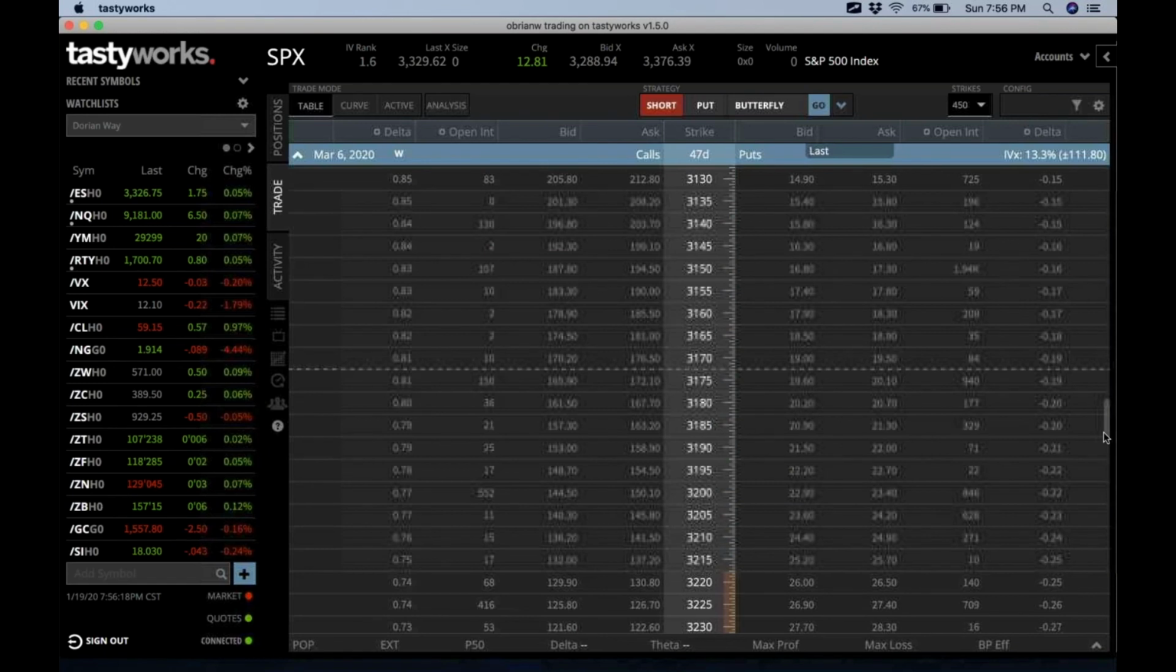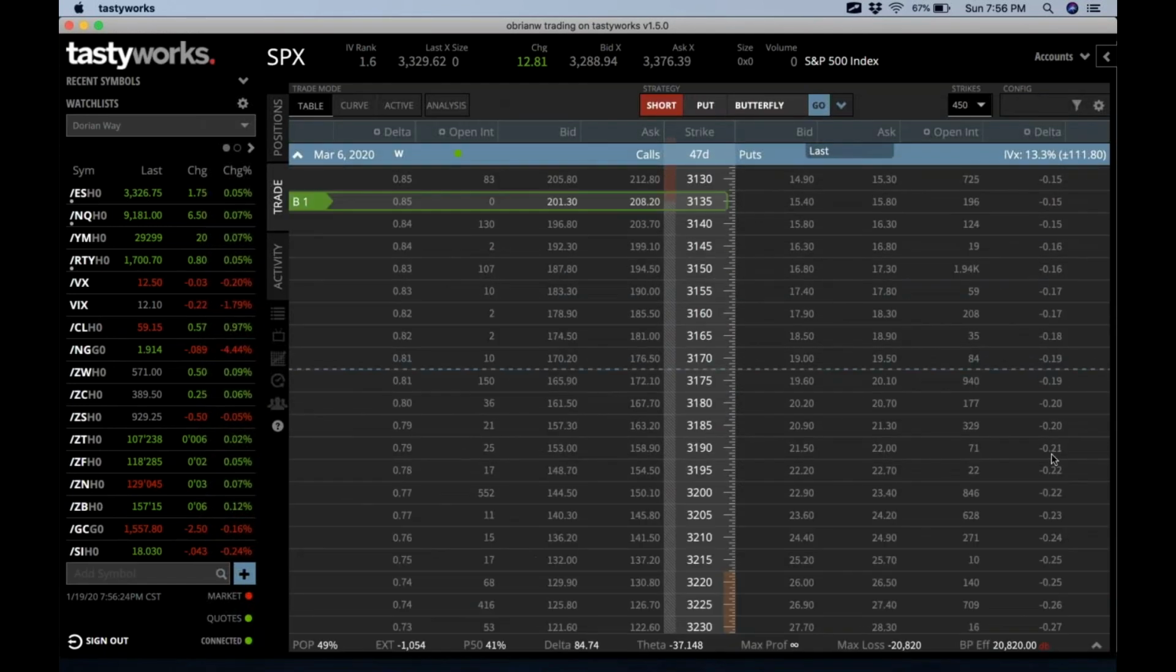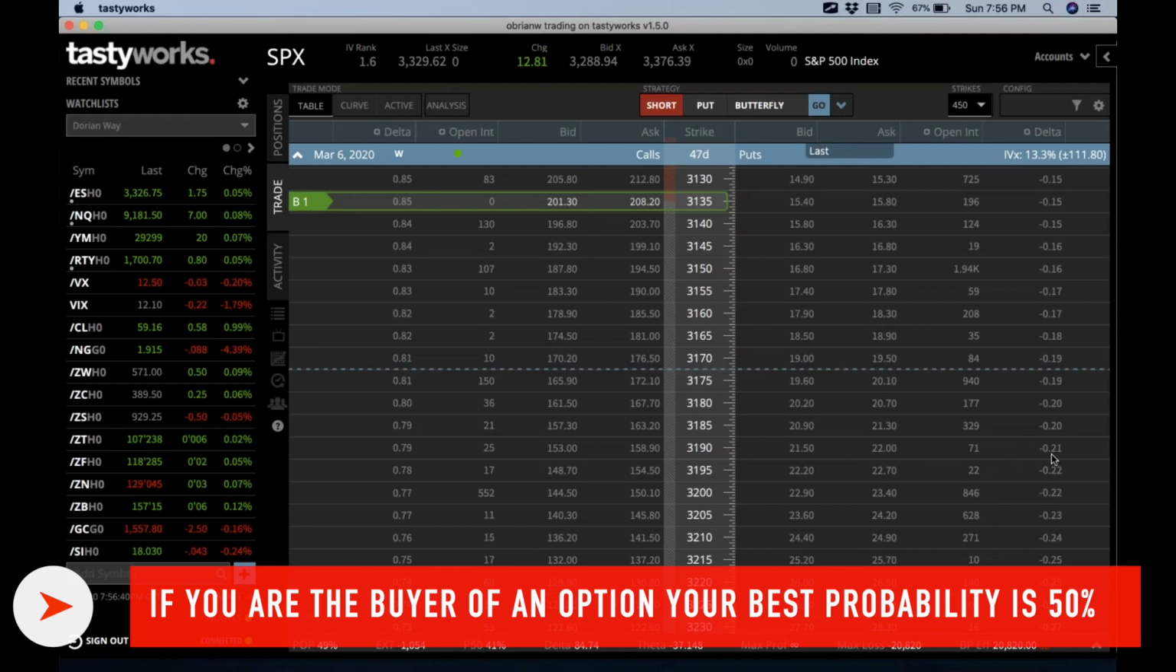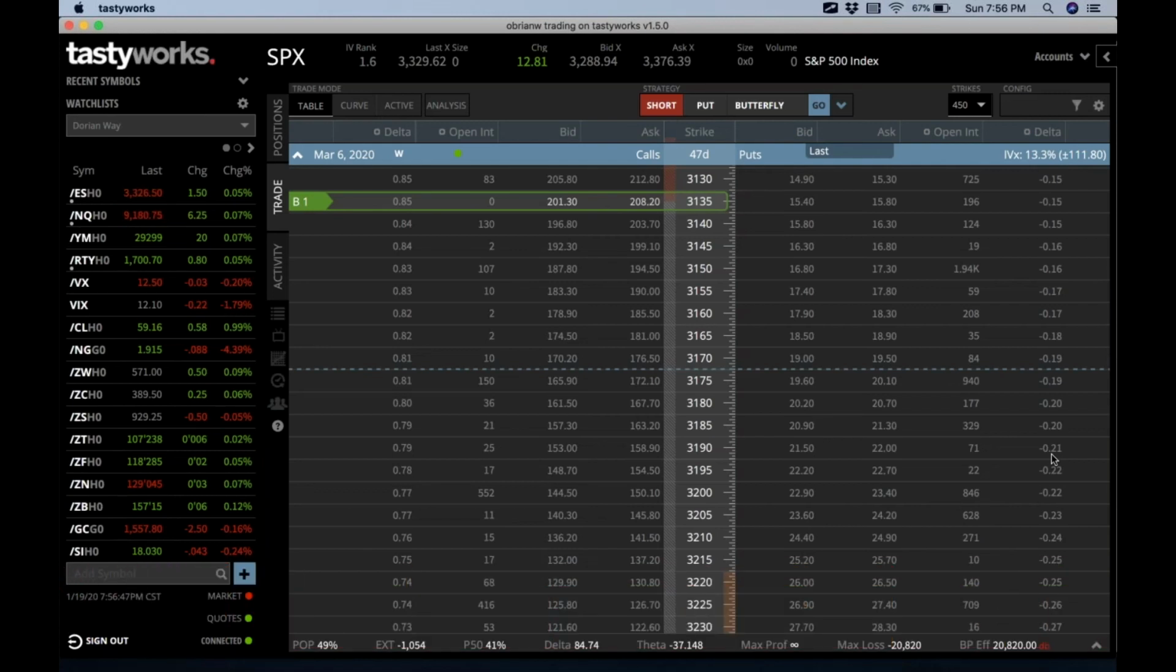A lot of people think that because they bought something deep in the money, their probability is higher. That's not necessarily the truth. When you buy something, you basically have a 50-50 shot of making money. That's your best probability of making money if you buy. You can have higher probabilities if you are the seller, but if you're the buyer, regardless of whether you're buying at the money or in the money, the highest probability you can have is 50-50.